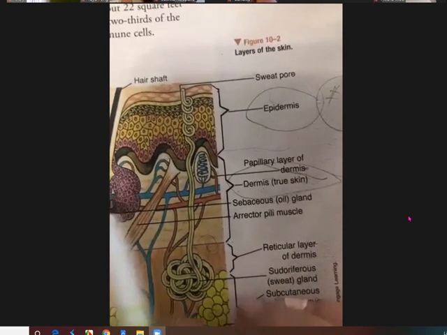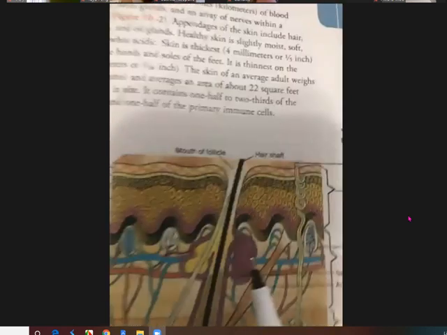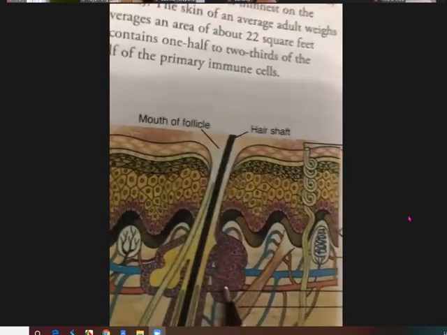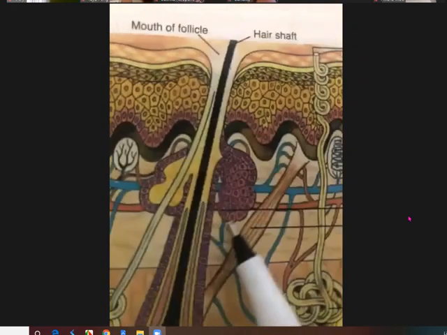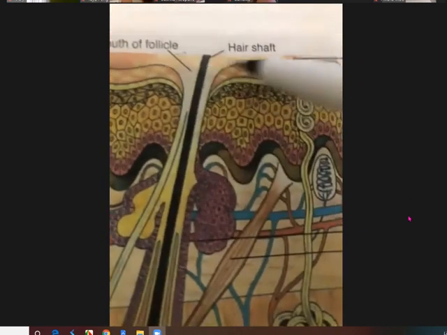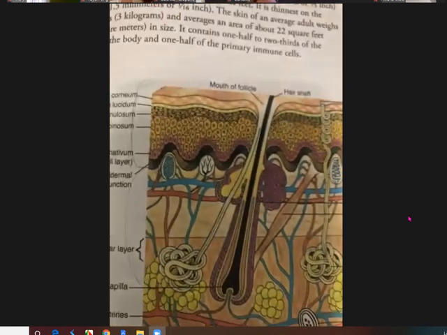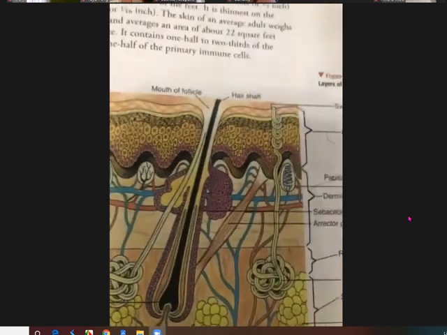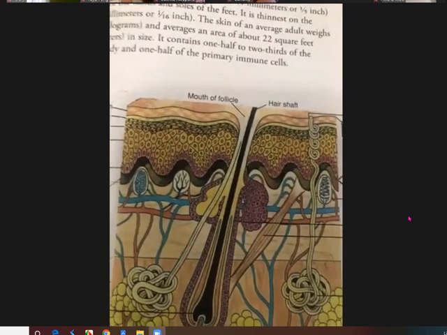It all depends, because men have more sebaceous glands than women. The sebaceous gland is your oil gland. That's why your face has oil, your skin has oil, because of the sebaceous gland. We have more sebaceous glands on our face and our scalp than on any other part of our body.